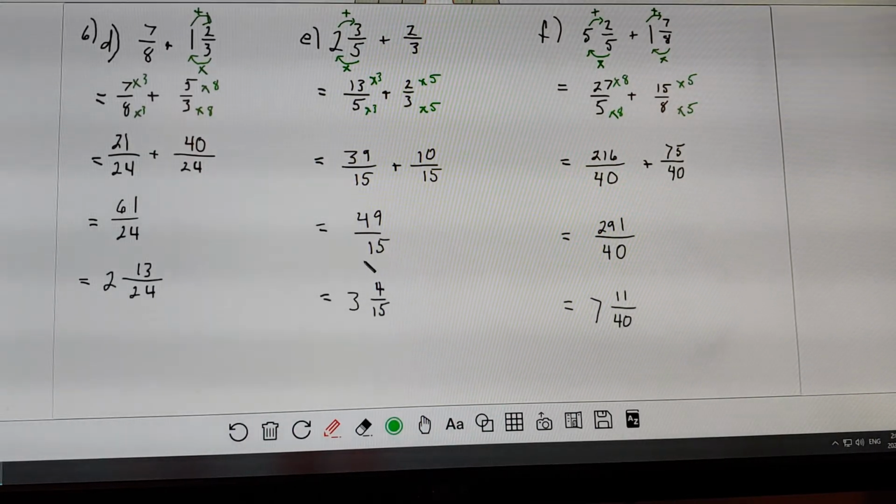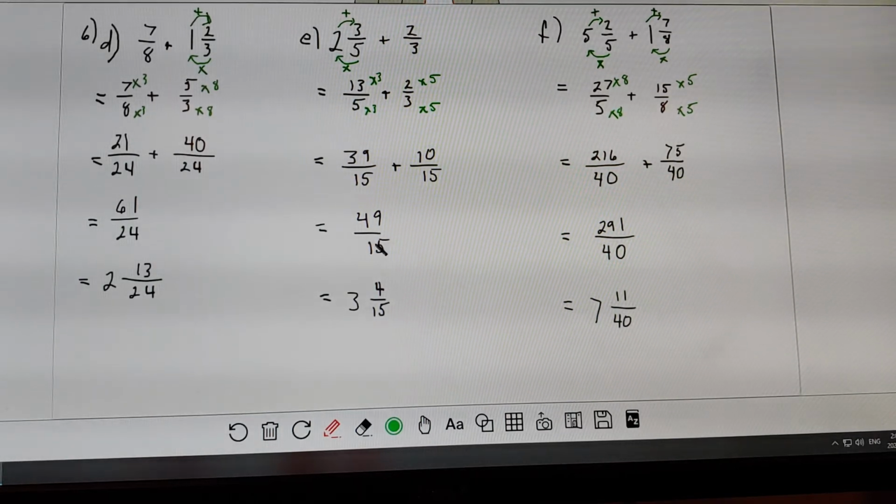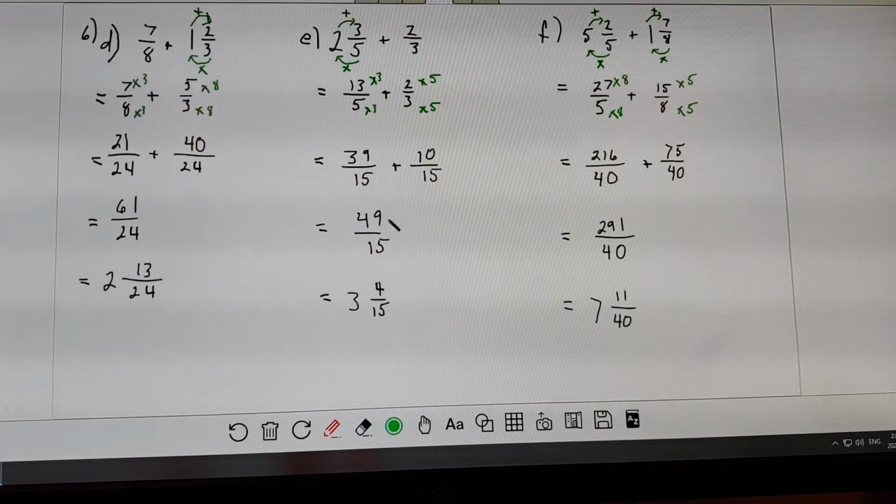Now, back into a mixed number. How many groups of 15 can I get in there? Well, we know for sure one group will fit in.